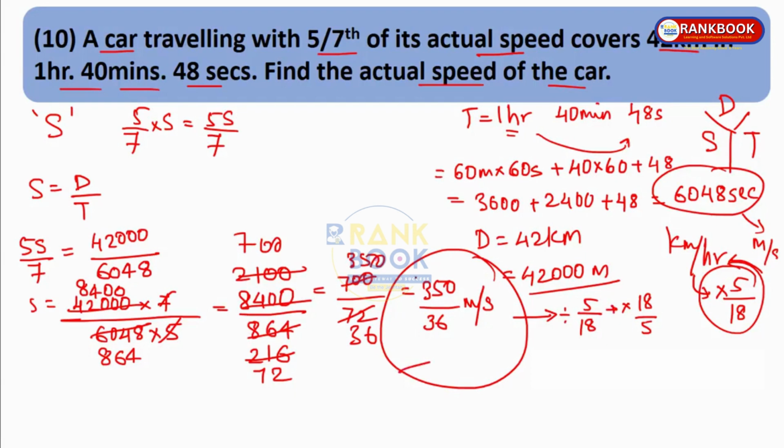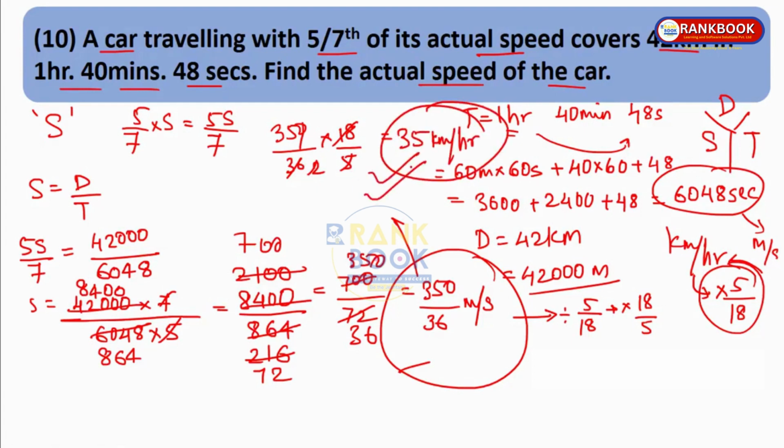So what do we have? Let's calculate it over here. We'll have 350 upon 36 multiplied by 18 upon 5. This becomes 2. 5 2s are 10. This 10 gets cancelled with this 0. We get 35 kilometers per hour. This is the actual speed of the car.